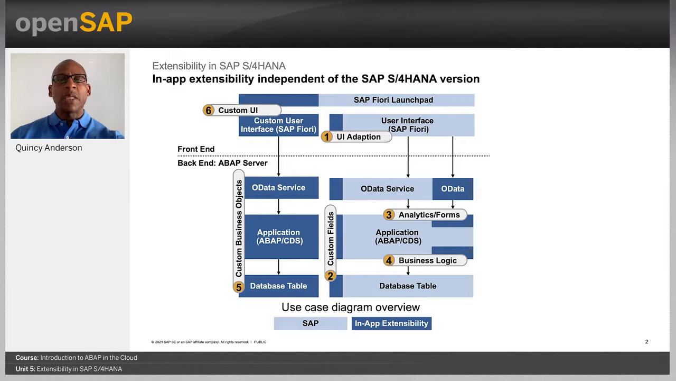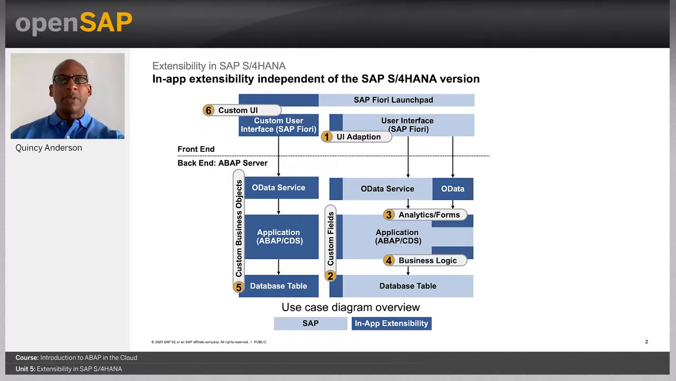In-app extensions are implemented inside the core of SAP S/4HANA, and as a result, no remote communication between the extension and the SAP HANA system is required. Let's look at some of the extensions that are possible. In bullet point 1, we see UI adaptation, which could be, for example, hiding a field in a table or renaming a label. For bullet point 2, we have custom fields, which are new custom fields created to extend SAP database tables, CDS views, or OData APIs.